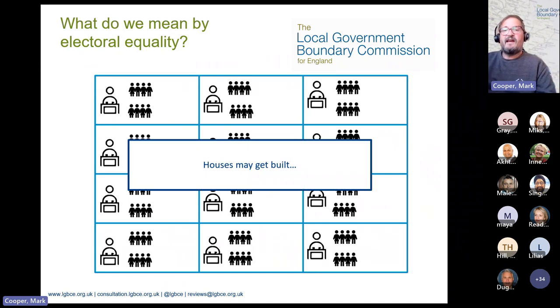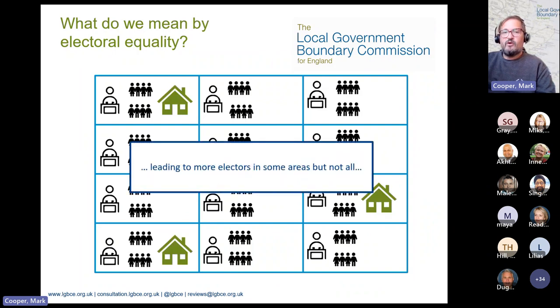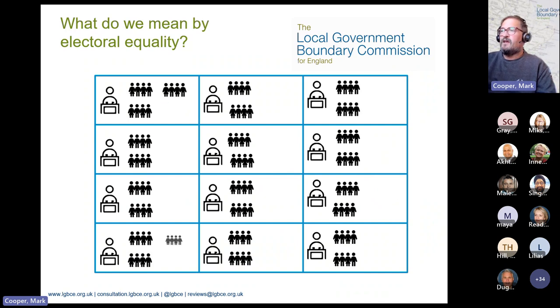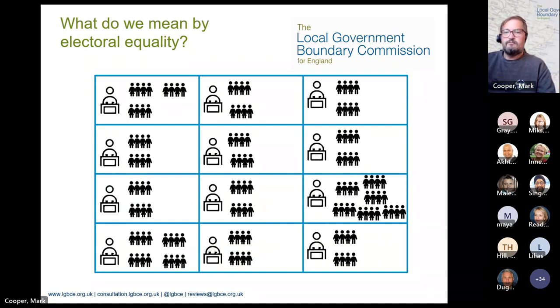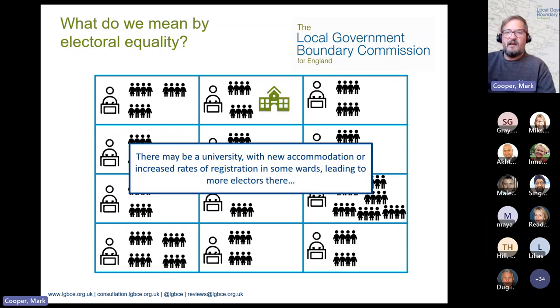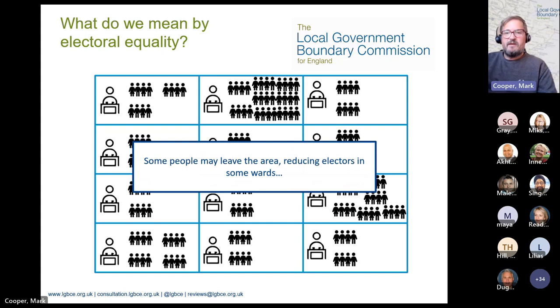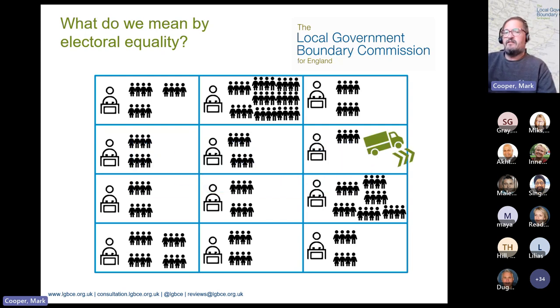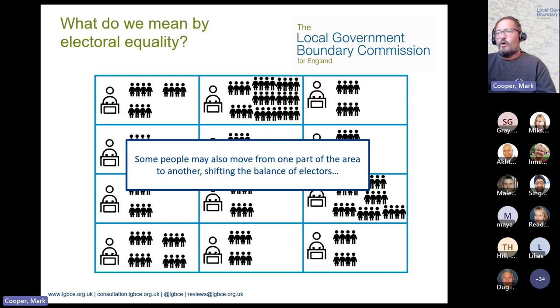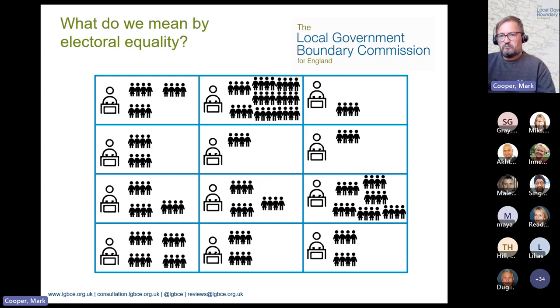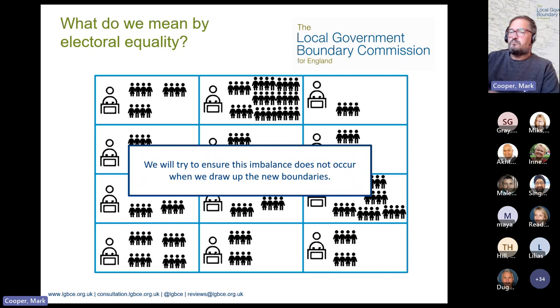For example, you might see a number of houses being built in some wards, bringing new electors to some wards, but not others, and not in equal amounts. You might also have a university with new accommodation or increased rates of electoral registration in some wards, which lead to more electors in some wards, but not others. You may have people who leave the area, altering the number of electors in some wards. And you might have people moving from one part of the city to another part of the city. So you can see how an area may become imbalanced over time. We will try and ensure that this imbalance does not occur again too quickly when we draw up the new boundaries for the city.